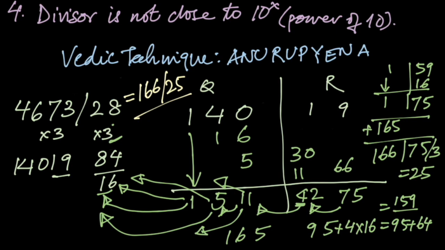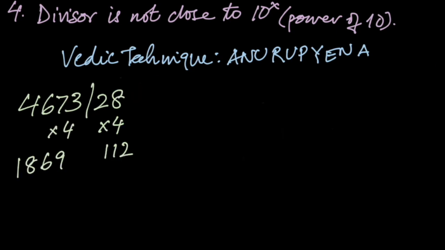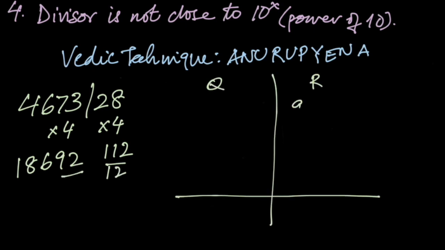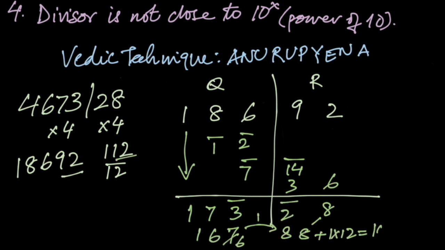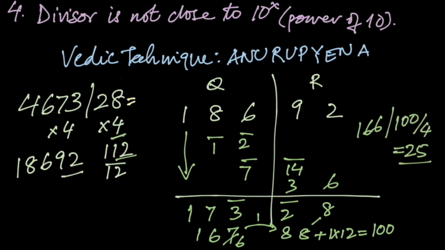Now let's do the same calculation with a factor of 4. Here we have to divide 100 by 4 because we had multiplied 28 by 4. So we get 25 as remainder. So again the answer is the same.